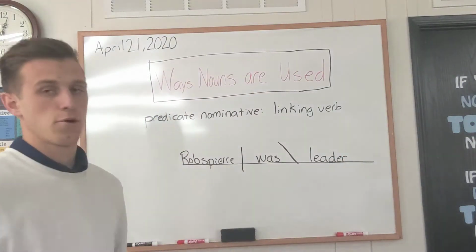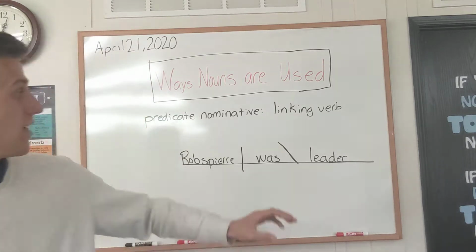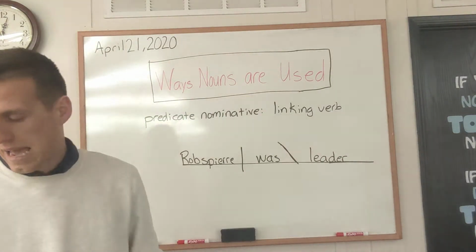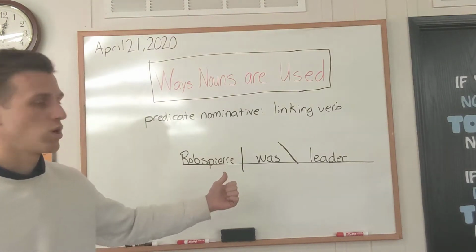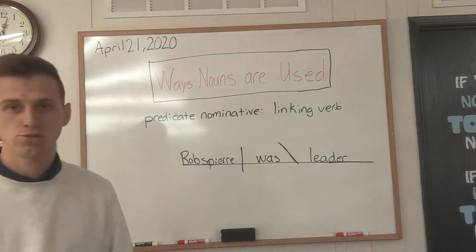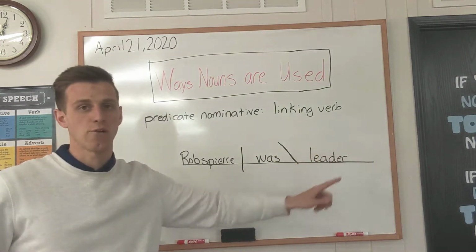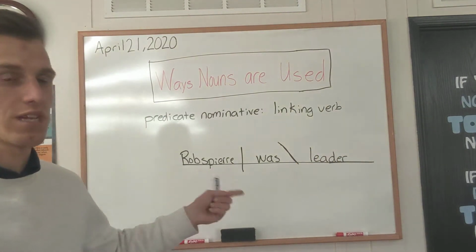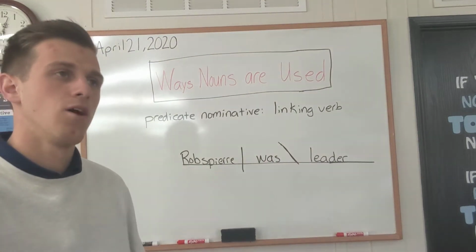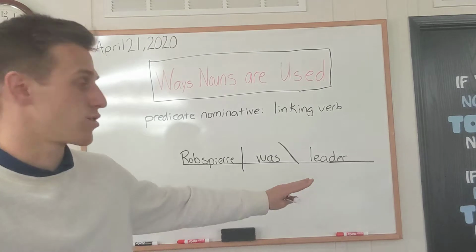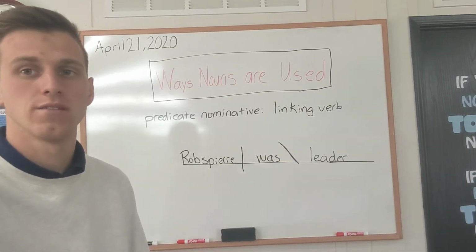So, remember, what's a predicate nominative? Read over your definition. It is a noun that follows a linking verb, and it renames the subject of our sentence. So, Robespierre was a leader of the French Revolution. Leader would be our predicate nominative, and remember, that's where we always diagram our predicate nominatives: on the same line as the verb with the slanted line going back to our subject.